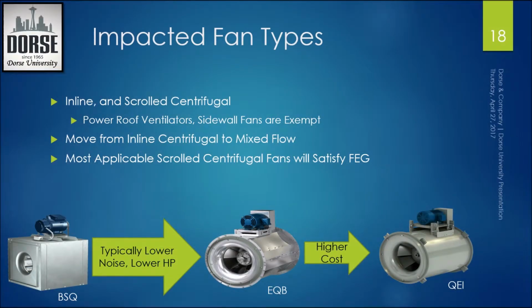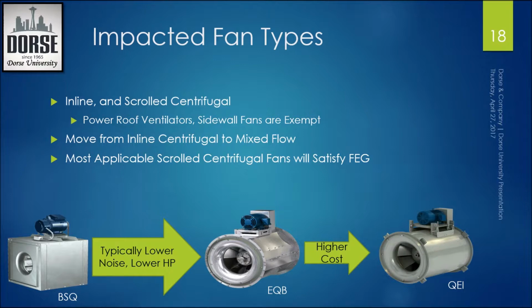Now that we know the FEG isn't a great indicator of efficiency, let's look at fans that are most impacted. With powered roof and wall ventilators exempt, the 2 biggest categories left are inline fans and scrolled centrifugal. This will move your selections from the most first cost-effective square inline centrifugal fan like the BSQ shown on the left to a mixed flow wheel in the middle and right. The middle fan is an EQB and it's much closer in cost to the BSQ, but it's also more efficient.